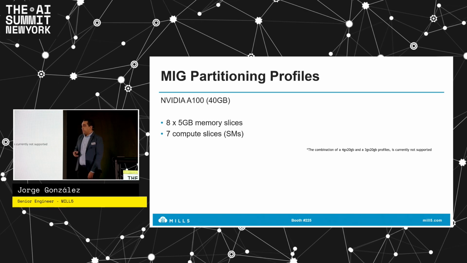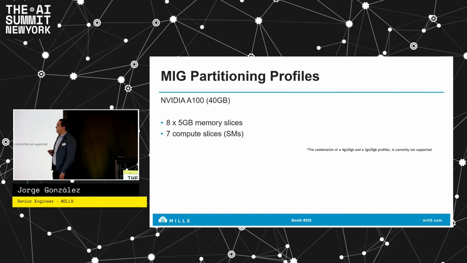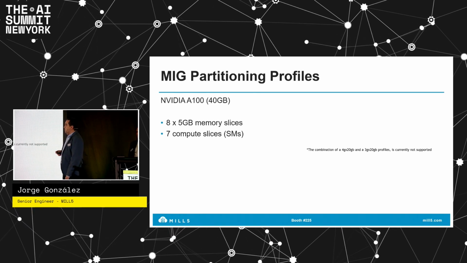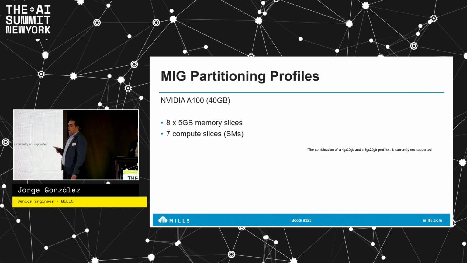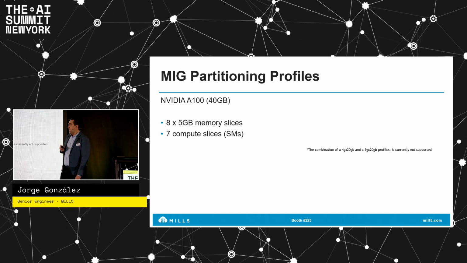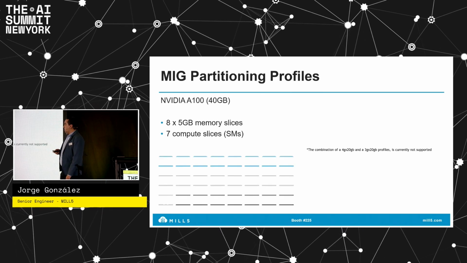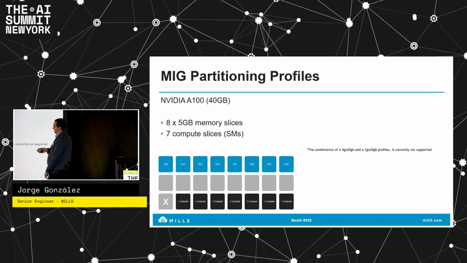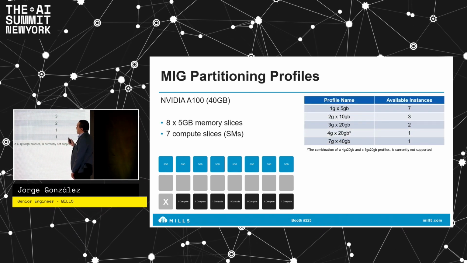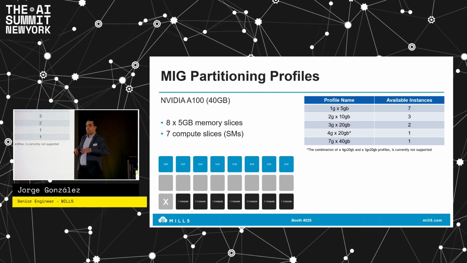OK, for MIG, in this case, we are going to use the NVIDIA A100 40 GB of memory as an example. We have 8 different memory slices and 7 compute slices, right? So that will allow us to basically split our GPU in this way. Those are the profiles that are in some way predefined in the GPU.